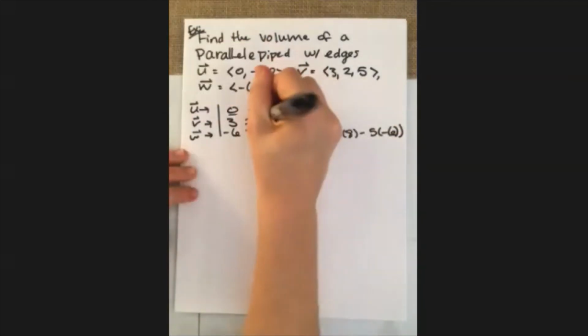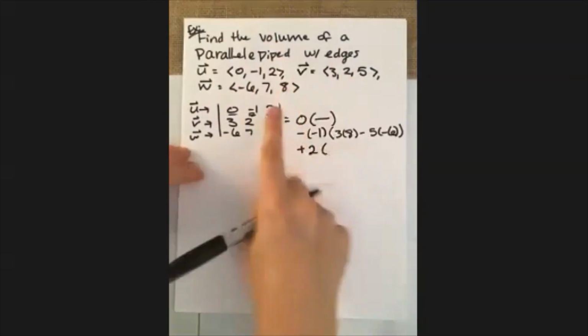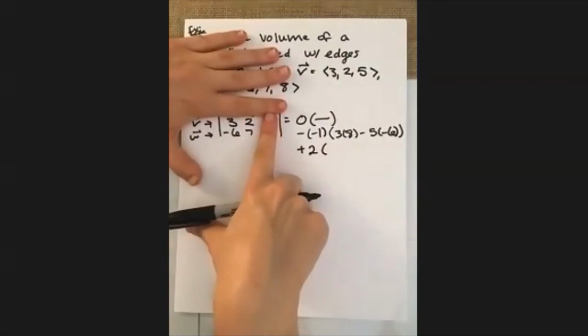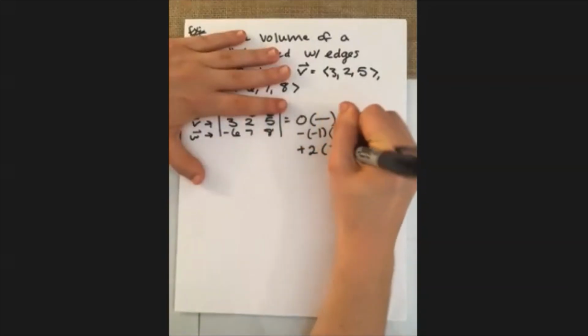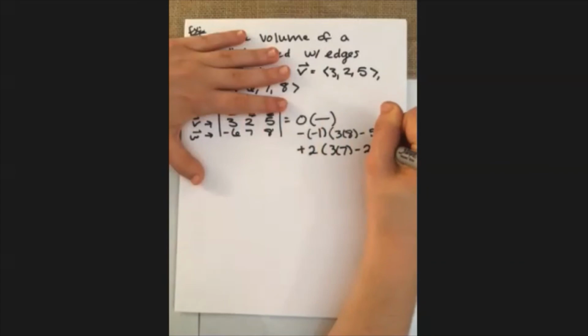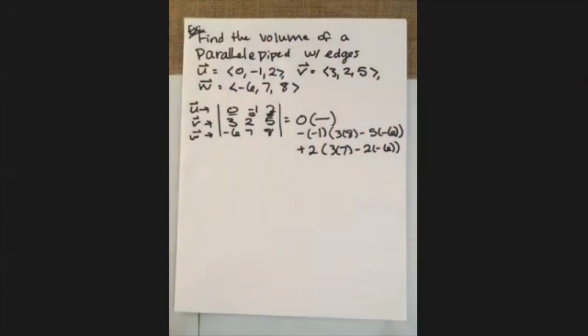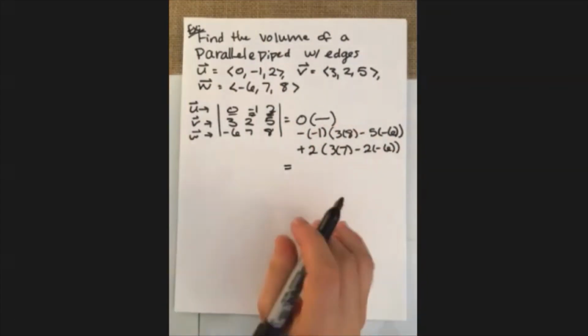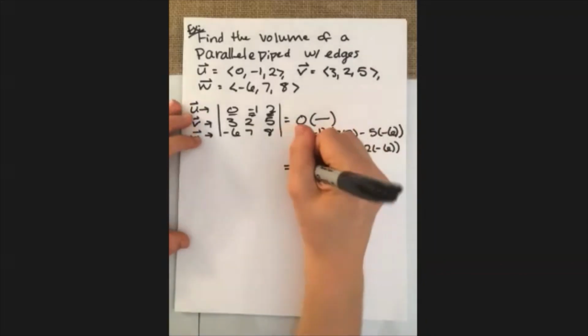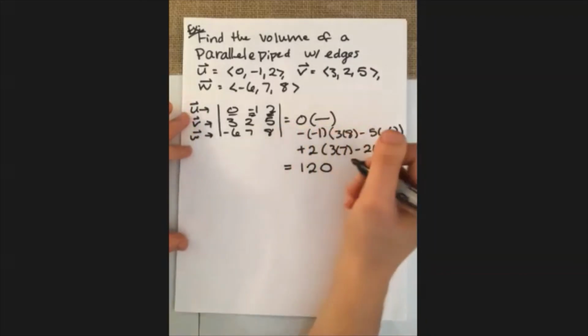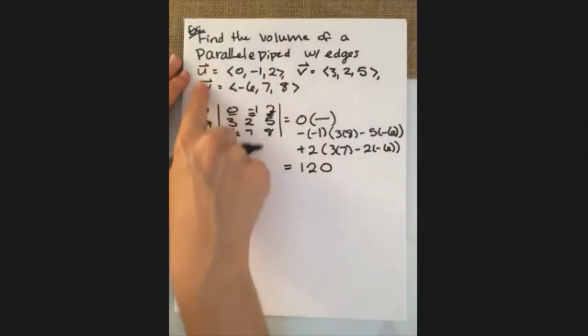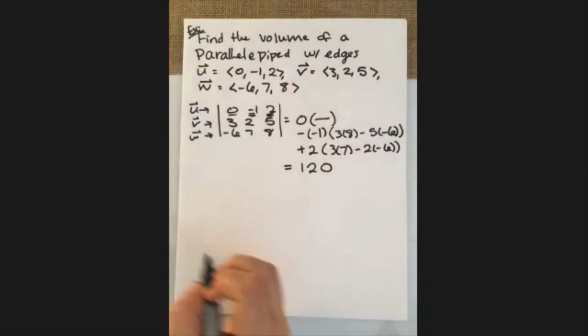And then finally, we'll add to it 2 times the determinant of what's left over there. So we're going to get 3 times 7 minus 2 times -6. Just like so. All right, so just to finish up this volume, all you have to do is put that all into your calculator, or compute it by hand, whatever floats your boat, and you're going to get 120 as being the volume of the parallelepiped that has those edges.